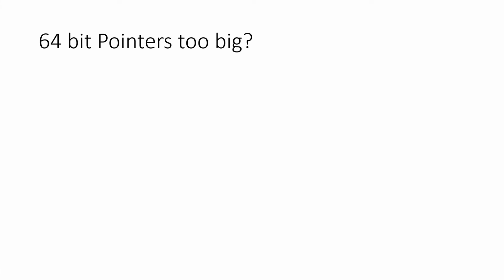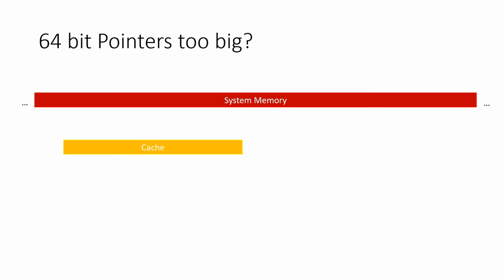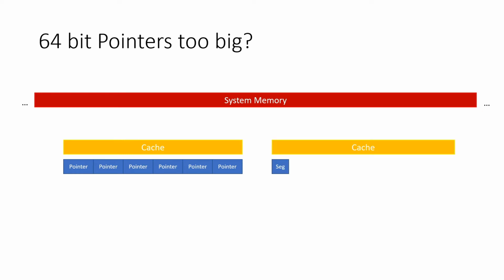Here's what that looks like. Look, we have some system memory and a CPU cache. If we fill it with pointers, taking a segment half the size of the system pointer, we can fit twice as many.